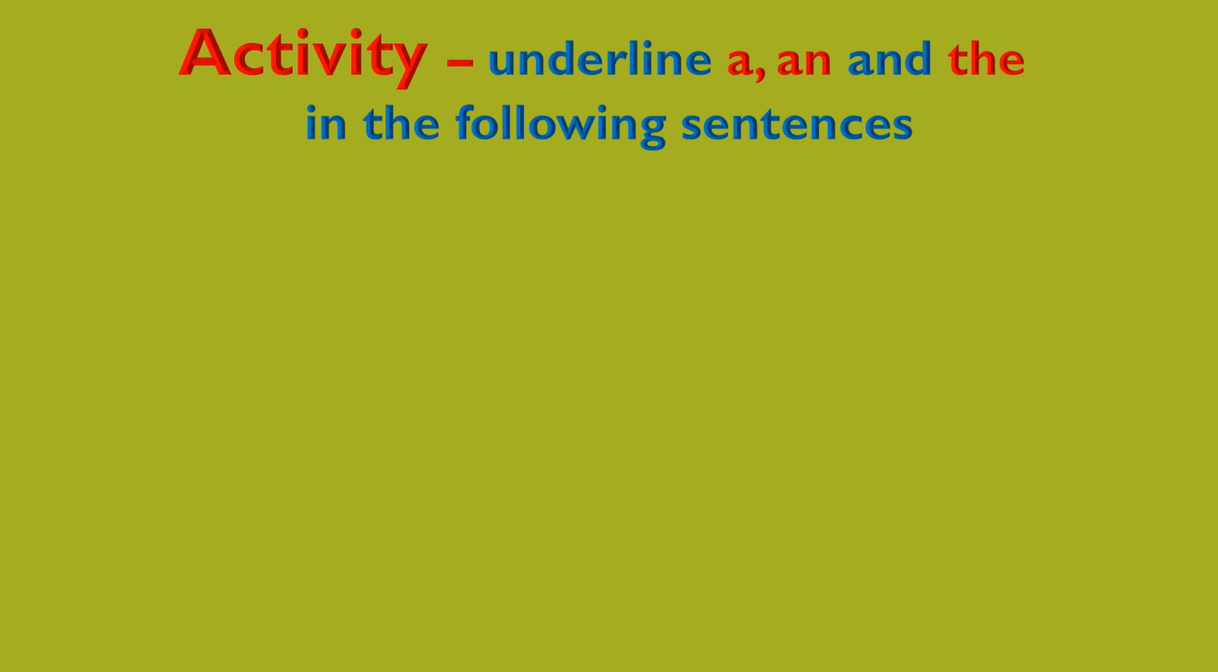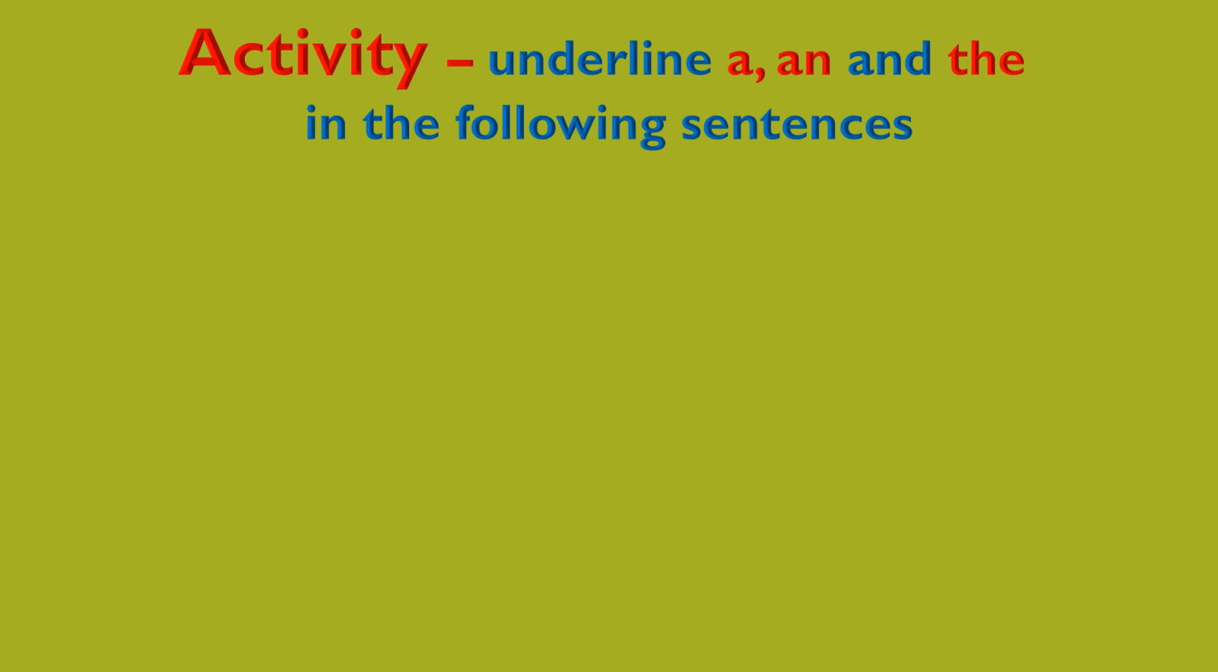Let's take a look at another activity to help you understand the topic better. Here is the given activity. Underline a, an and the in the following sentences. Already you have understood how to use articles a, an and the. We use a before words that begin with consonants. We use an before words that begin with the vowels. We use the when we mean a particular person, place or thing.